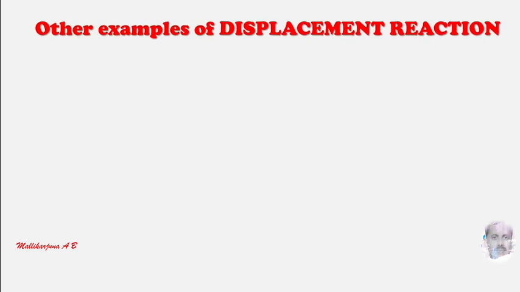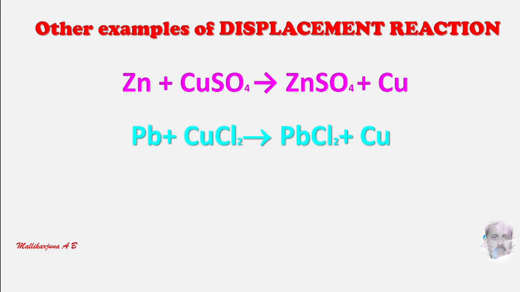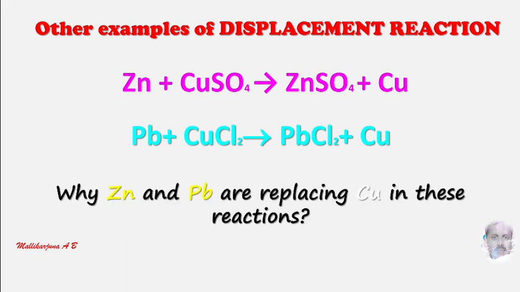Other examples of displacement reaction: zinc reacts with copper sulfate to form zinc sulfate plus copper. Lead reacts with cupric chloride to form lead chloride plus copper. Why are zinc and plumbum replacing copper in these reactions? Because zinc and lead are more reactive than copper.